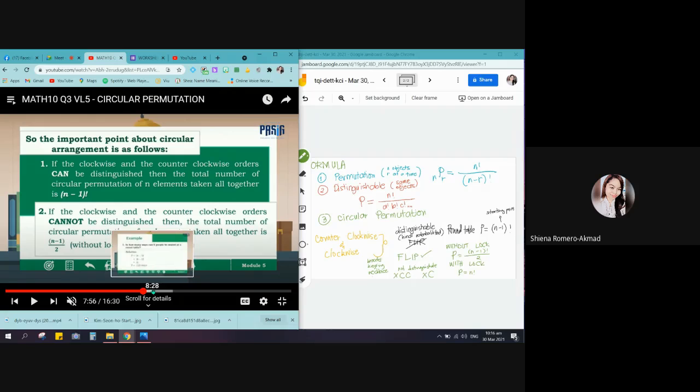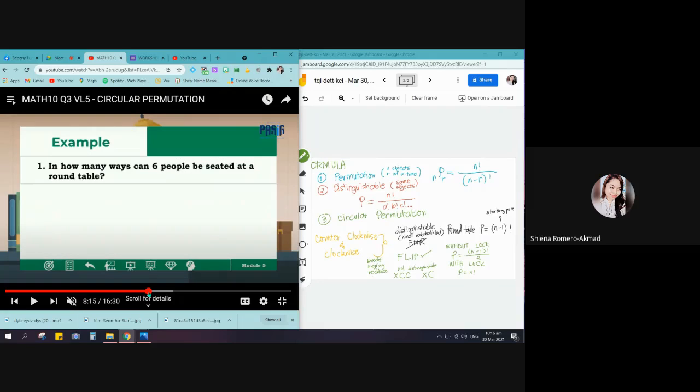Now, let's look at the example. So, dito sa example, makikita nyo, they are seated in a round table. So, gagamit tayo dito ng formula na n minus 1. So, we have 5 factorial, 120 ways.